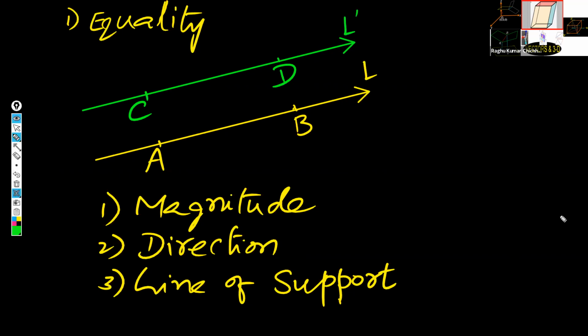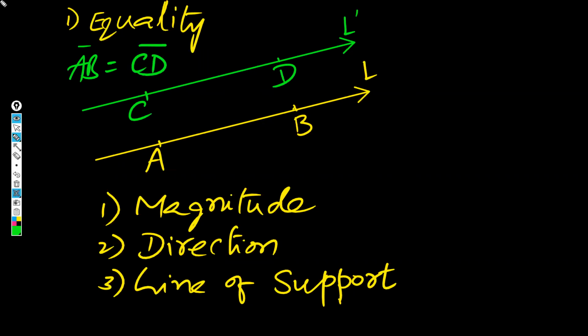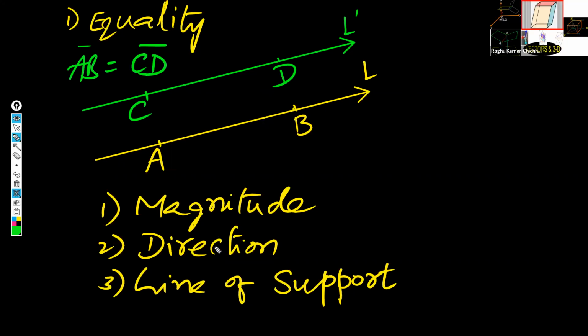L and L dash are parallel to each other, and the distance between A and B is the same as the distance between C and D. Both are equal, they must have the same line of support or parallel lines of support, and the direction is one and the same. In this case, we call it AB bar is equal to CD bar. This is what is to be understood. So when you want to check the equality of two vectors, these three characteristics ought to be verified.